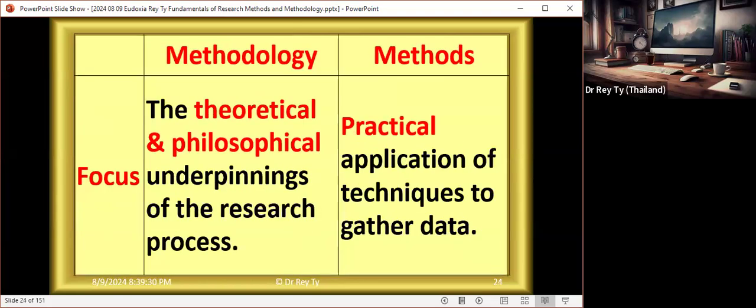So methodology, what is your philosophy by which your paper is guided? And do you have a theory? If so, what is the theory that you're using? Philosophy is a big word. It includes ontology, epistemology, logic, but we'll not go deep into it.